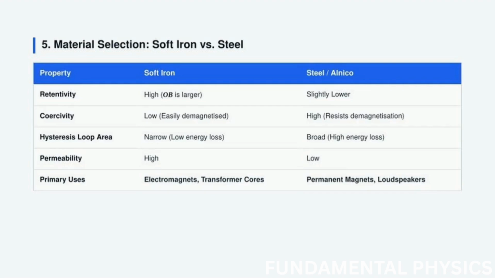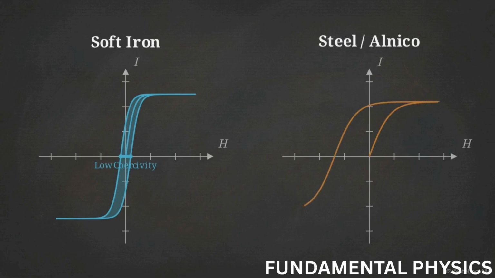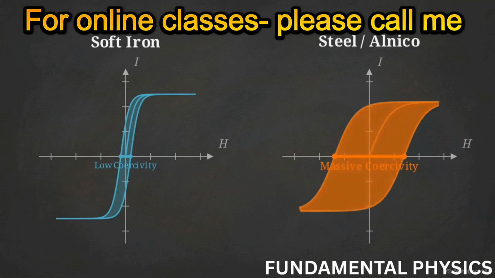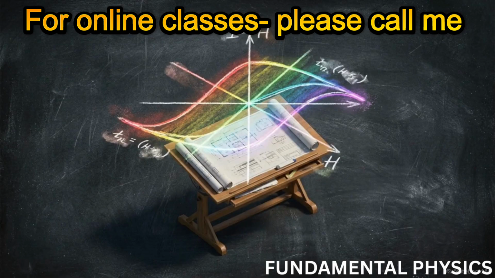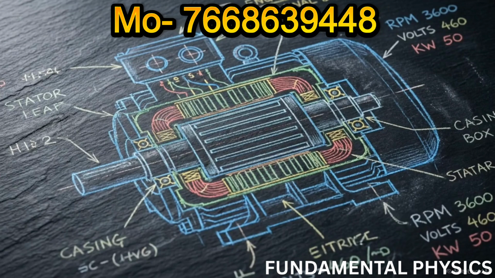This table compares the distinct retentivity and coercivity properties of soft iron and steel. Because their atomic structures differ, their hysteresis loops yield radically different geometries. Soft iron plots a narrow, razor-thin loop. Its low coercivity makes it easy to flip, and its tiny area guarantees low heat loss. Conversely, steel produces a broad, inflated loop. Its massive coercivity resists demagnetization, but that large area causes massive heat loss when cycled. Engineers map these exact dimensions to align the material's geometry with the thermal and magnetic constraints of a machine.